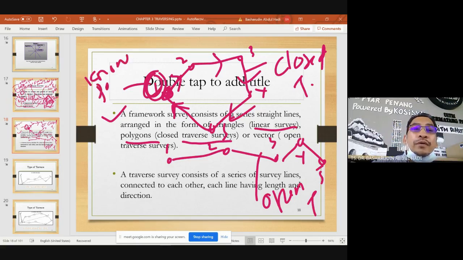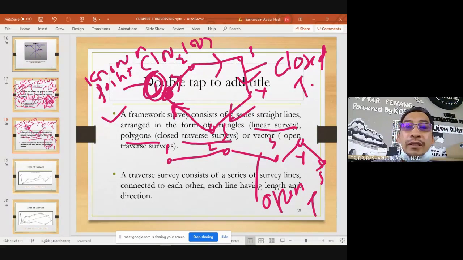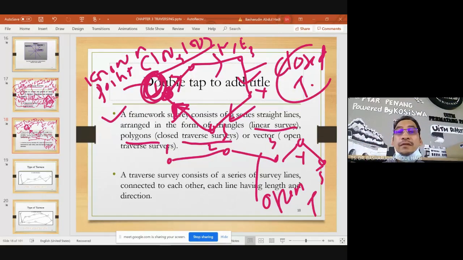You know from a known point. For example, this one is the coordinate 100 northing, 100 easting. So coming back to station number 1, we know that 100 northing and easting. So this one is a closed traverse. Okay, so this is the right definition.